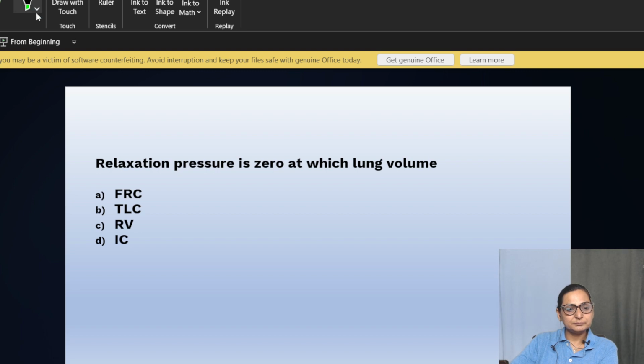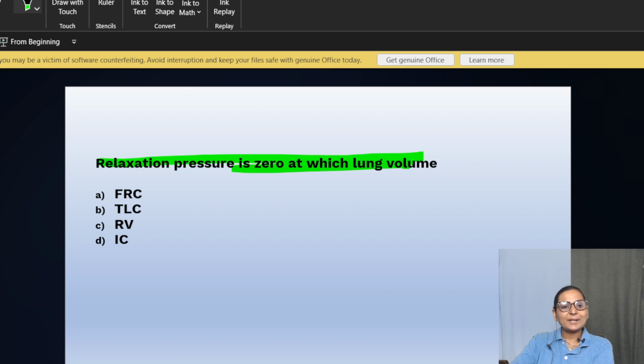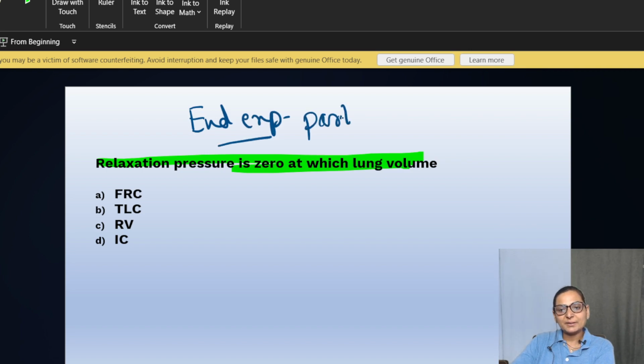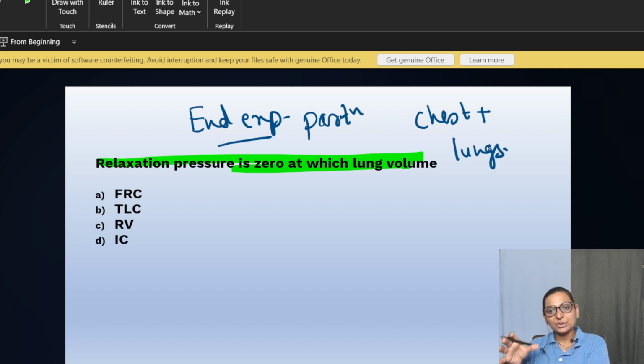Moving next, relaxation pressure is zero at which lung volume? So when I speak of relaxation pressure, I mean to say end relaxation or end expiratory position. End expiratory position where there is total relaxation of the respiratory system, and there is going to be balancing of the elastic recoil of the chest and the lungs. You know that the lungs and the chest are elastic recoil structures having elastic recoil property which is functioning in the opposite direction, but that is well maintained at FRC.